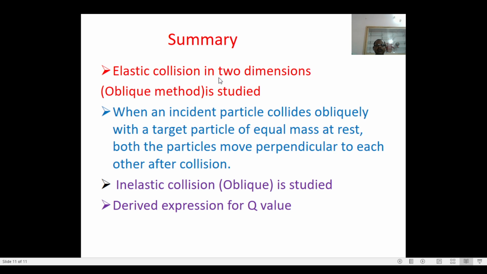Summary: elastic collision in 2 dimensions by the oblique method is studied. When an incident particle collides obliquely with a target particle of equal mass at rest, both the particles move perpendicular to each other after collision. Inelastic collision by the oblique method is studied, and the expression for the Q value is derived. Thank you.